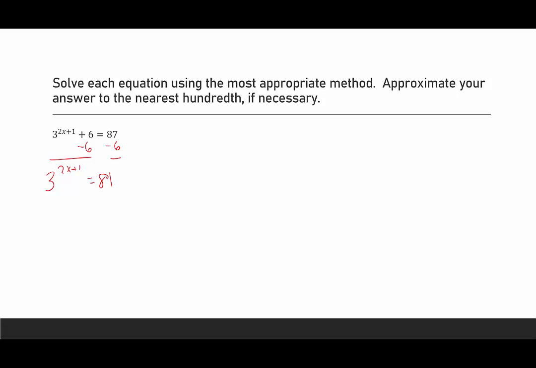I can get 3 and 81 to have the same base because they're both powers of 3. 3 is 3 to the first, and 81 is 3 to the fourth.